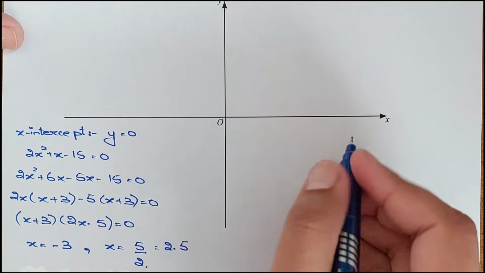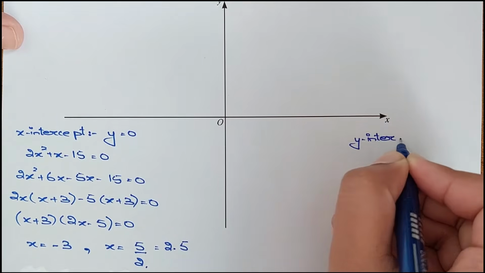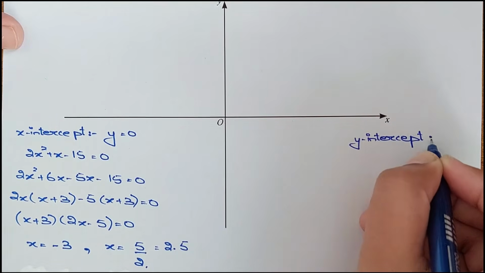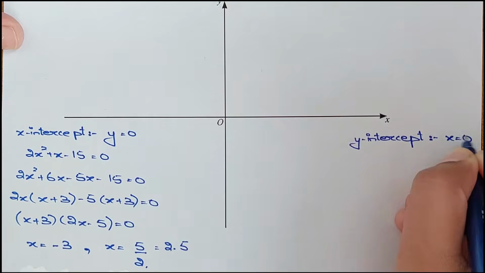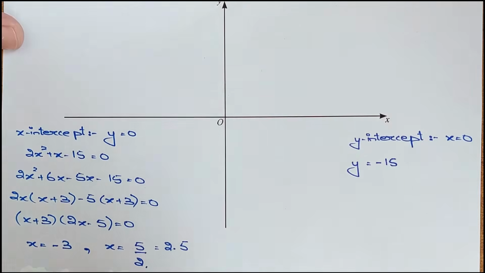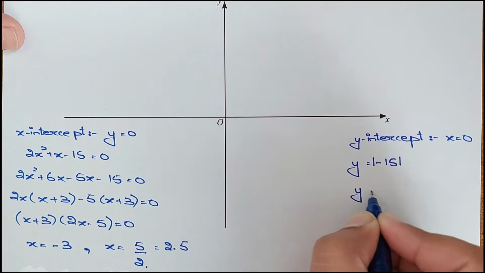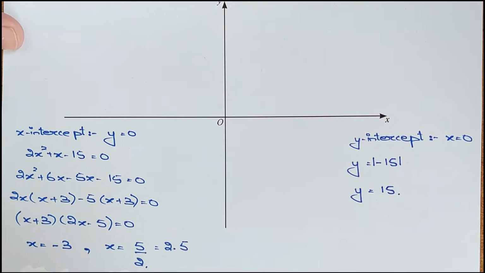Now let me work on y-intercept. For y-intercept, let me put x equals 0 throughout the equation. So y equals negative 15 is my y-intercept. So we have to take the absolute, so y equals 15. 15 is the y-intercept, minus 3 and 2.5 are the x-intercepts.